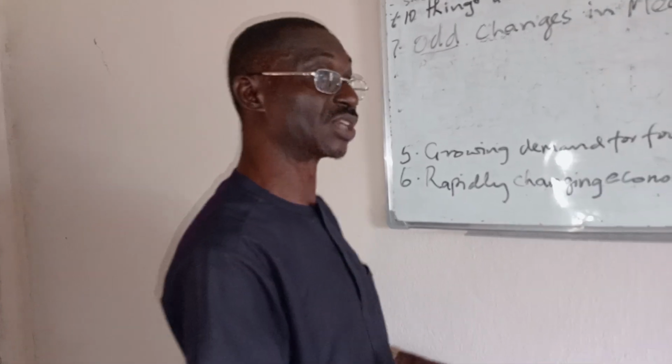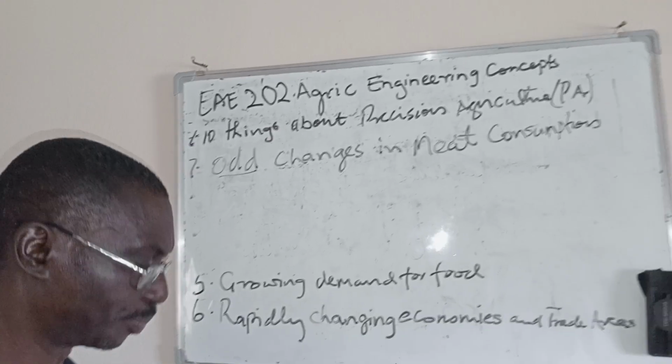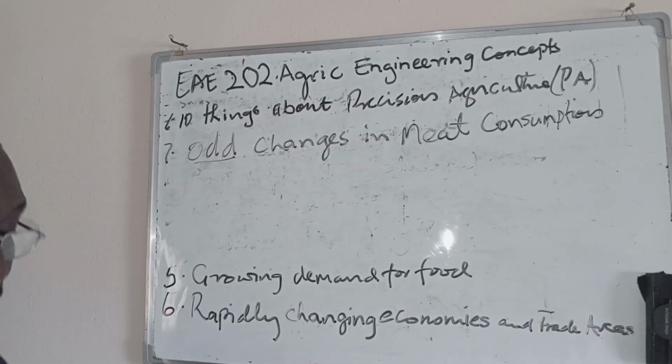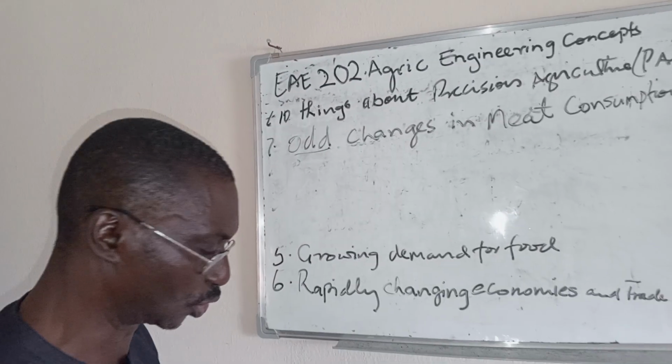People prefer fruits and vegetables. Then we have the eighth item, the eighth thing you should note or should know.